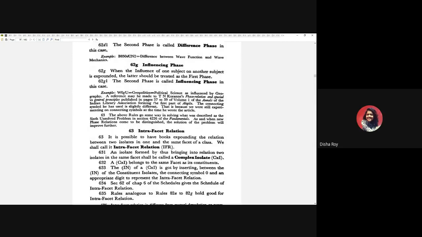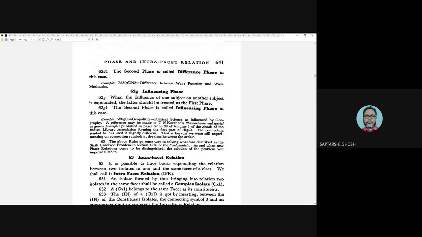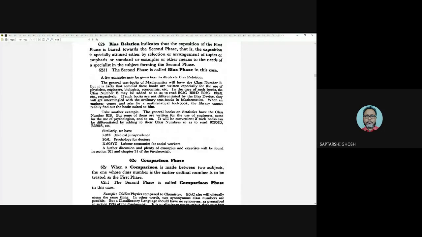That is what I am rather trying to get, that one, how we can contract that one. Although they did it, I have to check that on such books, such number maybe added this. If such is not differentiated, example size 6, it can be convenient, such books can be differentiated by adding their class number like that. Similarly, further discussion will be found in section 301 and chapter 1 of the Fundamentals. Oh God, another one. Okay.